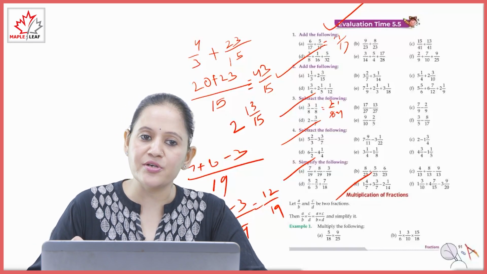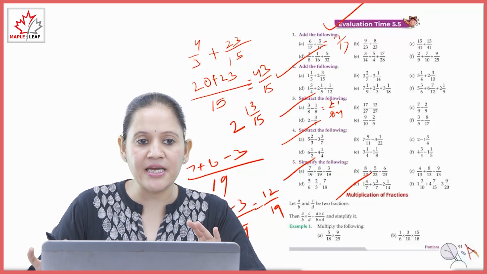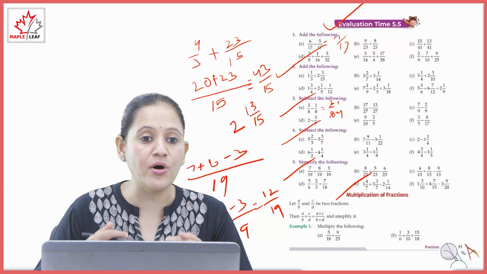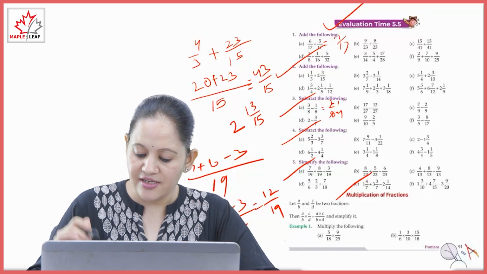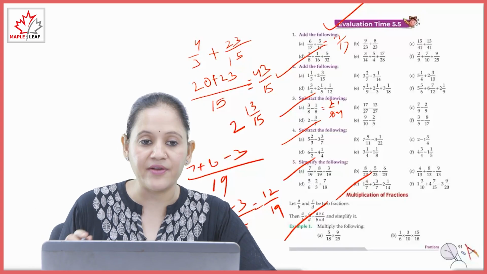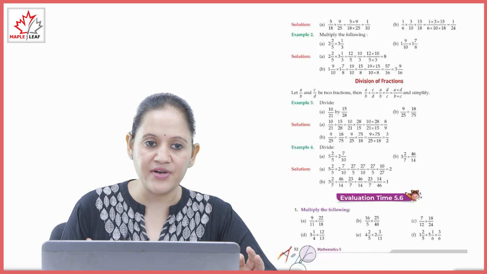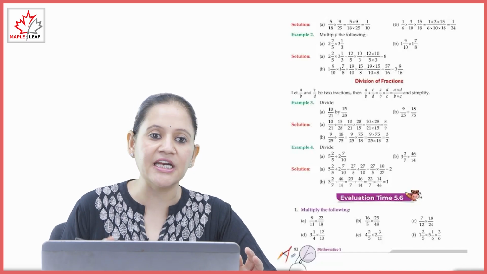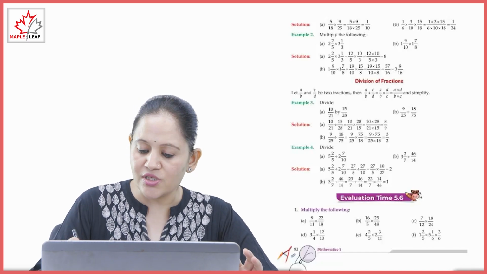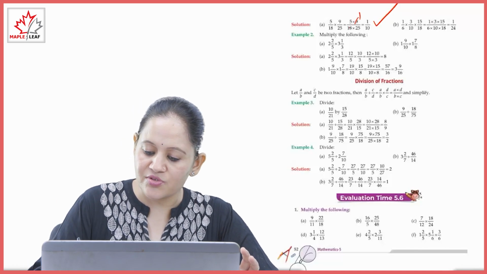Next, multiplication of fractions. Let A upon B and C upon D be two fractions. Then A upon B into C upon D, what will their product be? Simply we multiply the numerators: the product of numerators upon the product of denominators. Here we'll take an example. Multiply the following. 5 upon 18 multiplied by 9 upon 25. So simply the product of the numerators, 5 into 9, upon the product of the denominators, 18 into 25. If we change it to the lowest terms, what will it be? 1 by 10. 9 ones are 9, 9 twos are 18, 5 ones are 5 and 5.